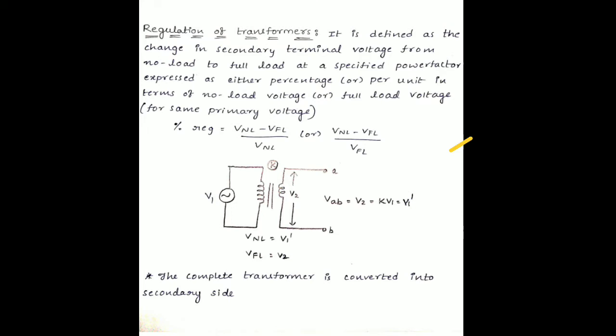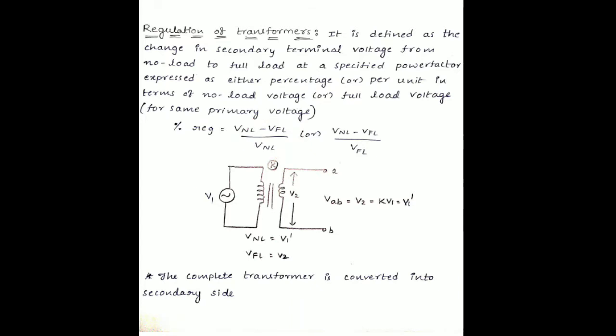Here regulation can be defined in two forms: regulation up and regulation down. According to the formula, regulation is equal to VNL minus VFL divided by VNL. We know that no load voltage is always greater than full load voltage, right? So if you use this formula, VNL minus VFL by VNL, as VNL is greater than VFL, it definitely gives the regulation down.